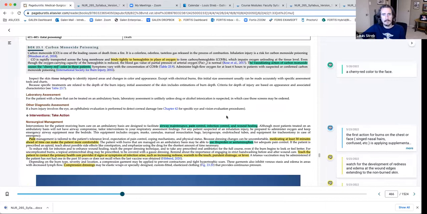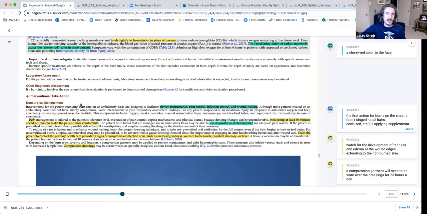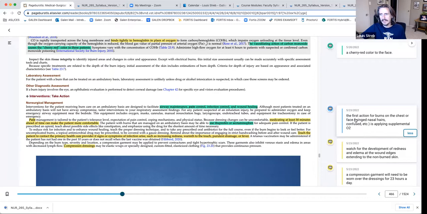All right. So non-surgical, we're not getting into escharotomies and stuff anymore like we used to, but what's it say? Interventions for the patient receiving burn care: airway maintenance, pain control, infection control, and wound healing. So these are going to pop up on you. I'll say the same thing again and again. I hate when I don't do stuff correctly. I got to fix that. It's going to drive me crazy.